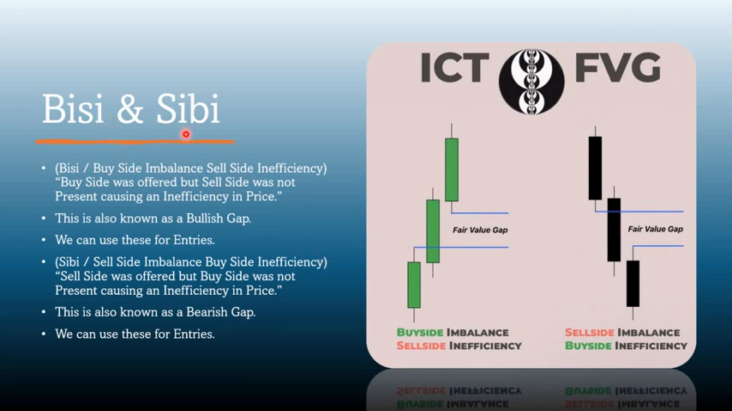All right. So a BISI and a SIBI. A BISI, also known as a buy-side imbalance, sell-side inefficiency. Buy side was offered, but sell side was not present, causing an inefficiency in price. This is known as a bullish gap. We can use these for entries. Remember, a BISI is a 3-candle pattern. We have a space between the first candle's top wick and the third candle's bottom wick, leaving a space right here in the second candle's body. This space is known as a gap of fair value, also known as a fair value gap.